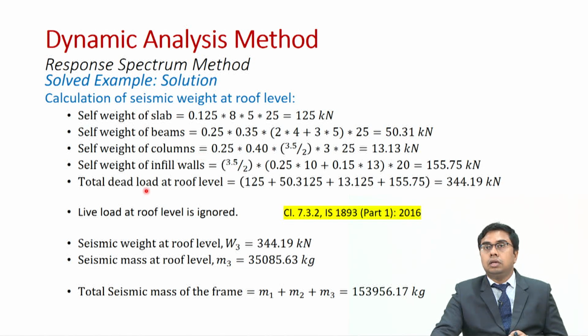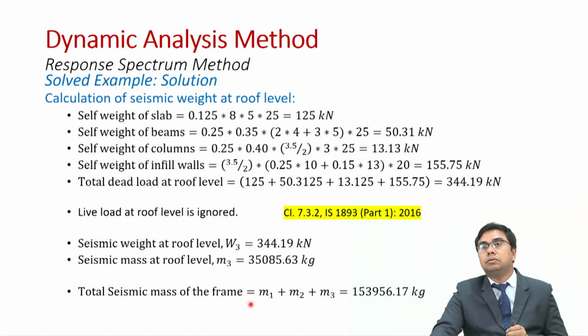Now the total dead load at the roof level is calculated as the sum of all these four values shown over here. This is obtained as 344 kilonewton. At the roof level, live load can be ignored based on clause 7.3.2 of IS 1893 part 1 2016. Then the seismic weight at the roof level is obtained as 344 kilonewton. If we divide it by g, we get the seismic mass at the roof level as 35,085.6 kilograms.